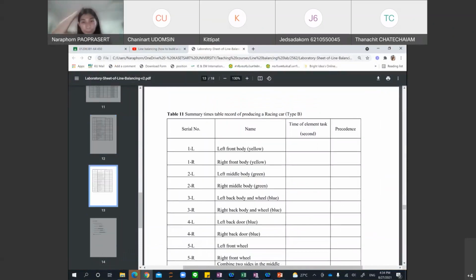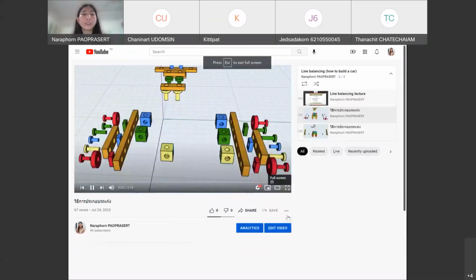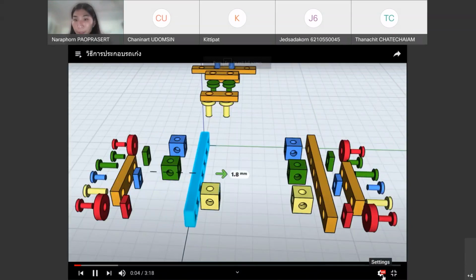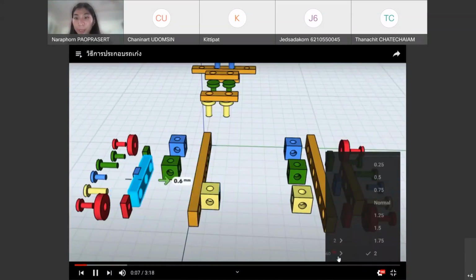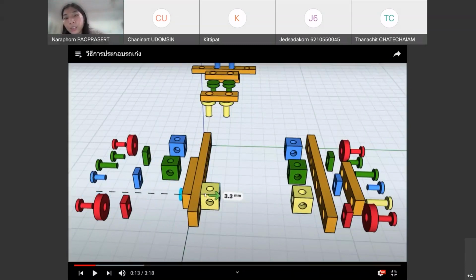If you move to the next table, table 11, these are the tasks for the racing car. So if you take a look at the simulation here, let me just make it quicker by increasing the speed. If you add the yellow block with the stick, I call it a 6-hole stick because there are 6 holes in the stick. If you add the block with the long stick, the short stick and the screw, doing this is one task, and this task is called 1L.